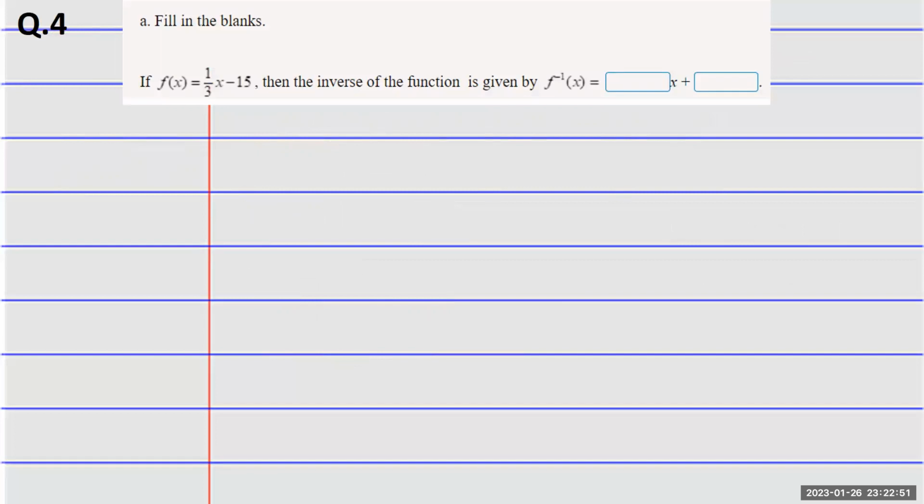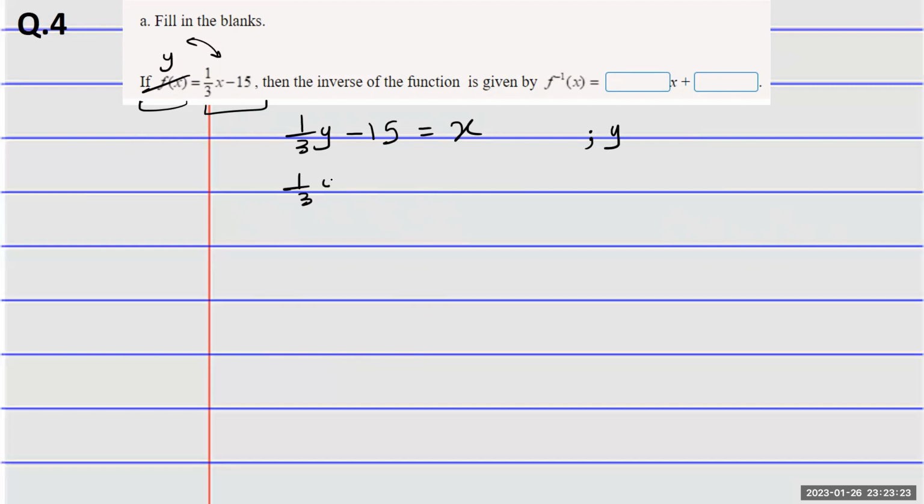Question number 4. If f of x equals 1 over 3x minus 15, then find the inverse of the function. If you have a function and you want to find its inverse, f of x means y equals. So exchange x and y first by writing 1/3 y minus 15 is equal to x. And after that, solve this form with respect to y, it means make y the subject.